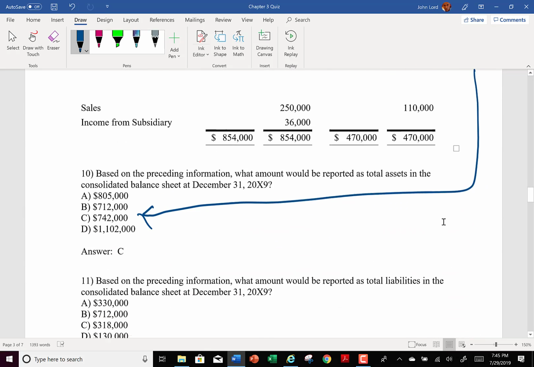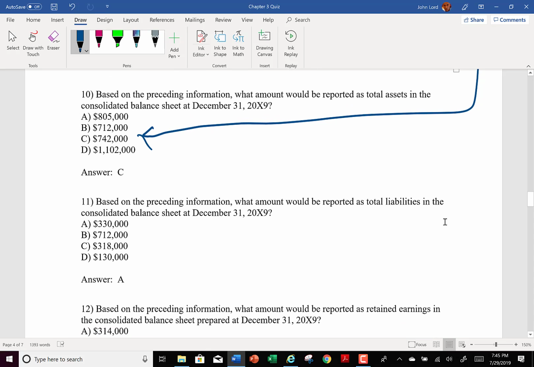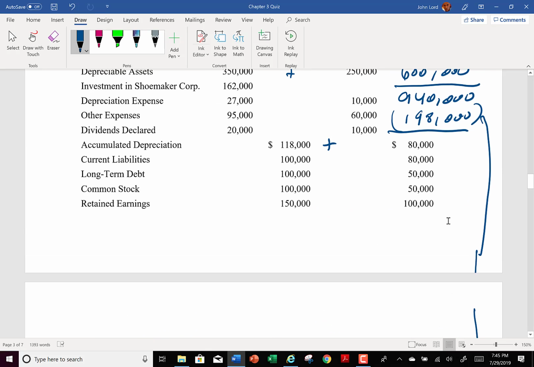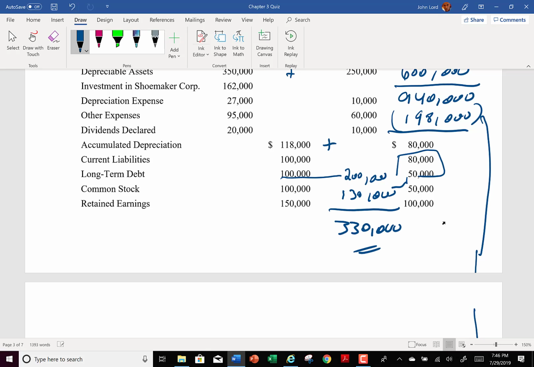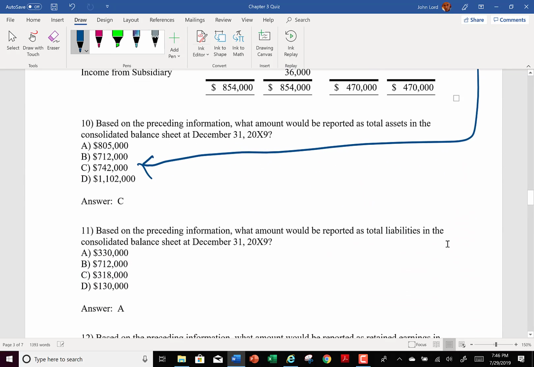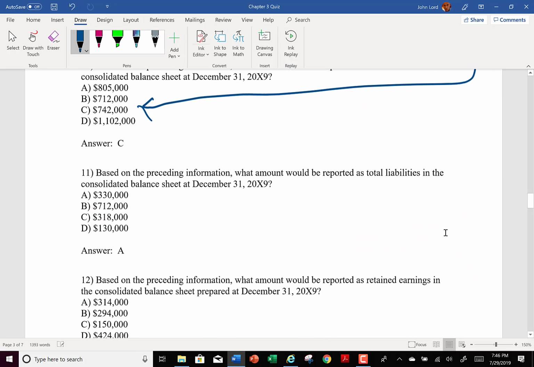Okay, then you come down and we say based on the preceding information, what are the total liabilities? Okay, I can handle that. I can almost do this one in my head because what? That's 200,000 right there, isn't it? And these two together is what, 130? 330? Yeah, 330.